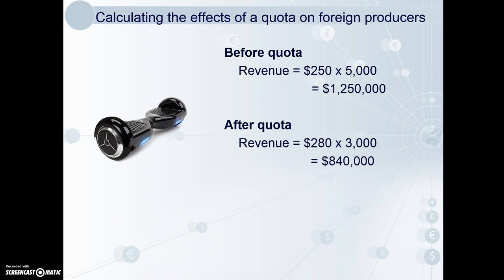Foreign producers, before the quota, $1.25 million, they're selling 5,000 at $250. Now, this is a bit different. They still do sell fewer hoverboards, but they do get the higher price in this case, as they have the license to import them into Bormastan. In this case, foreign producer revenue drops considerably, as you can see. However, if the demand for the product is inelastic, it could be that the revenue actually increases. Again, think back to the total revenue test.